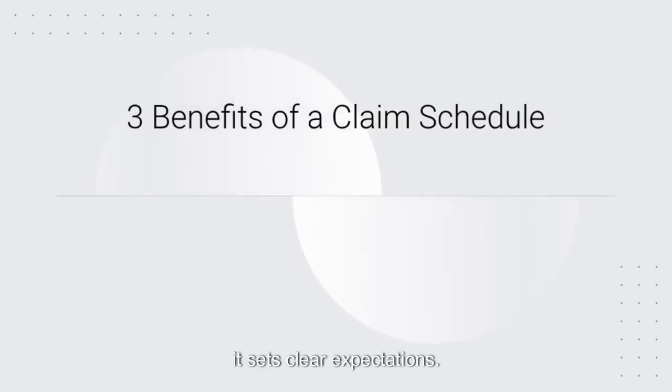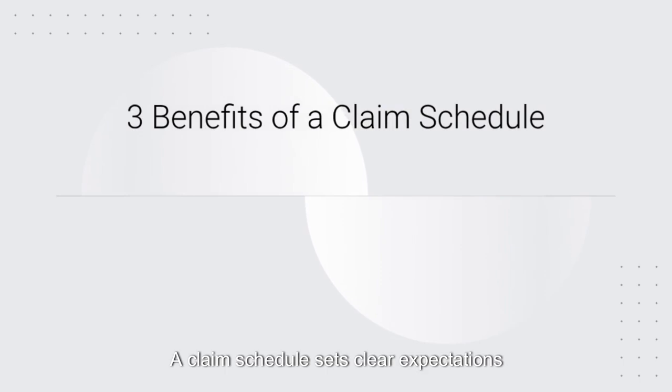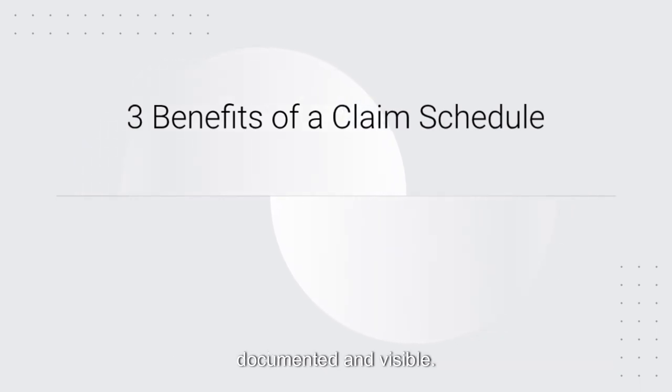1. It sets clear expectations. A claim schedule sets clear expectations regarding what needs to happen, by whom, and when. There is no question about roles or responsibilities when that information is documented and visible.